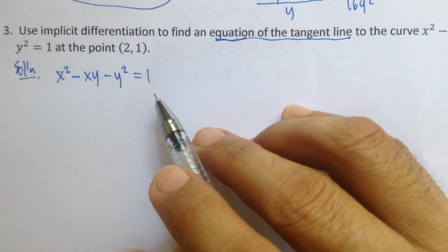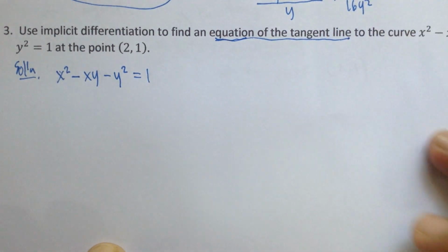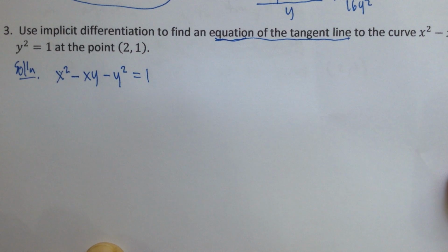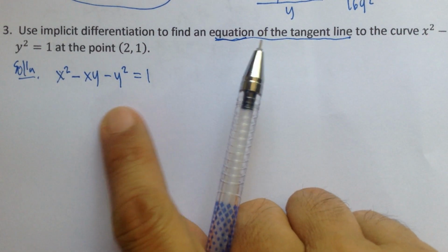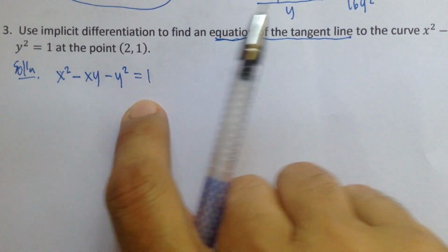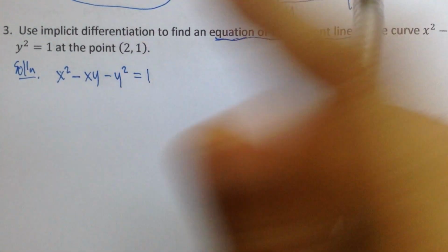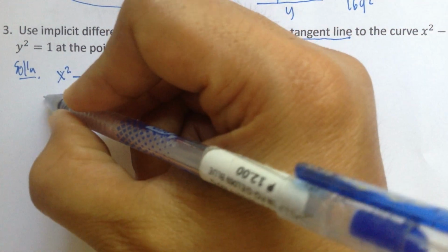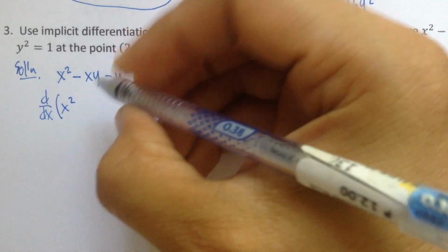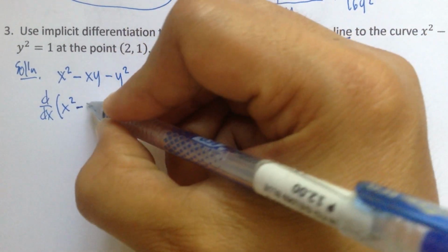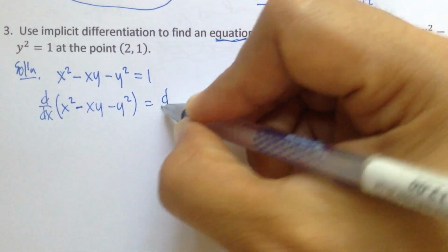How do you find the slope? One of the definitions of the slope is that it is the derivative of the curve. Okay, so we find the derivative of this curve first to find the slope. How? We take d/dx on both sides.